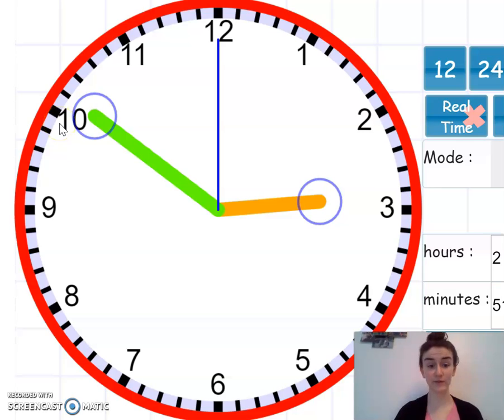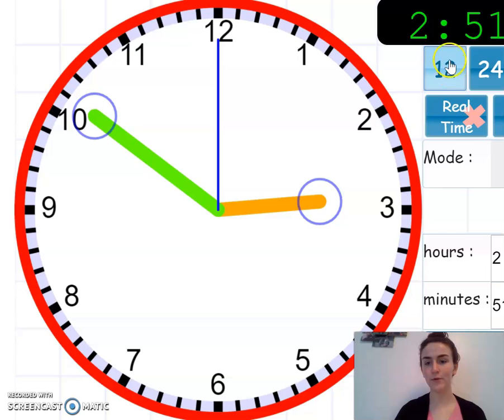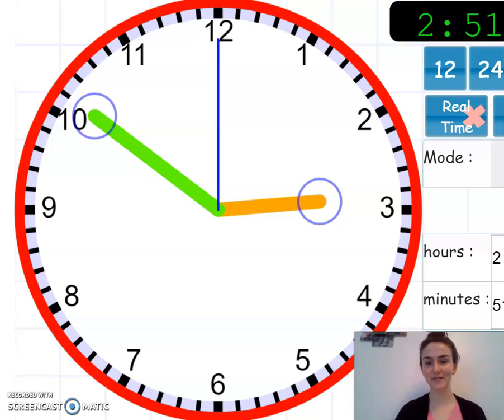Okay, so the 10's 50, but the minute hand's pointing at the first tick past the 50. So 50 plus 1 minute is 51 minutes. So our time is going to be 2:51. Let's see if we're right. Boom, we're right, guys. It's 2:51. How cool is that? All right, so let's try another one together.